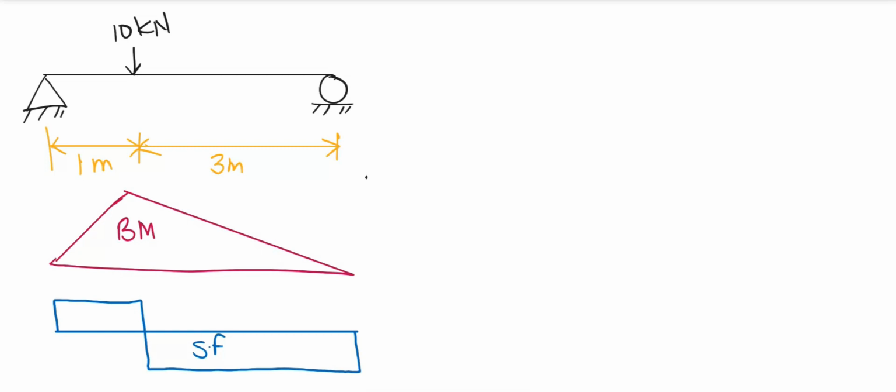So we know that this is a simple problem, and the bending moment diagram will look as follows, where the maximum bending moment occurs at the point where the load is acting. Similarly, the shear force diagram also looks similar to what is shown in the figure below.